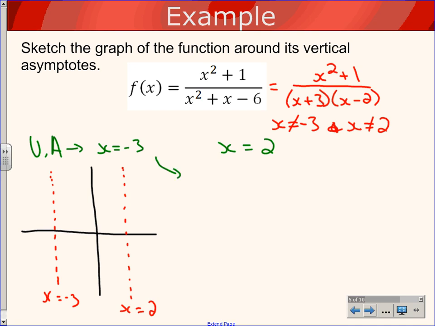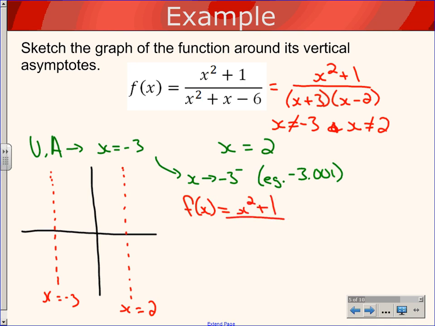So let's consider x equals -3 at first. What happens as x approaches -3 from the left-hand side? So if we're coming in close to -3, but we're approaching it from the left of -3, an example number there would be -3.001. Right? That's to the left of -3. What I'm wondering is, what happens to the function? So my function was x squared plus 1 over x plus 3, x minus 2. And so if I sub a number in like -3.001, I don't have to sub in exactly that, but this will give us an idea of what's happening.